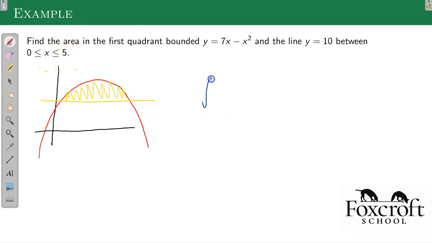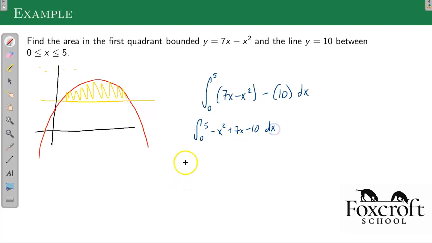So our integral is going to be 0 to 5. The top function is going to be the quadratic, and then we subtract off the bottom function, which is just the line 10. So that's our integral. Again, this one you could definitely simplify a bit. Negative x squared plus 7x minus 10. You could take the antiderivatives, evaluate it from 0 to 5. Plug in 5 first, subtract, plug in 0, and you get your answer. Alright, so this one, not too bad to actually do the whole process, but again, we're not going to spend time just plugging in values.